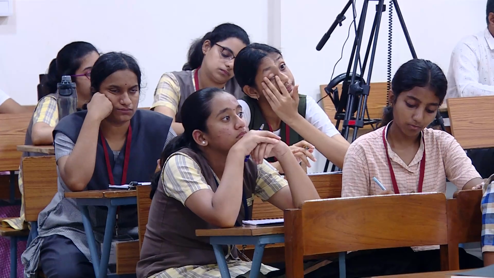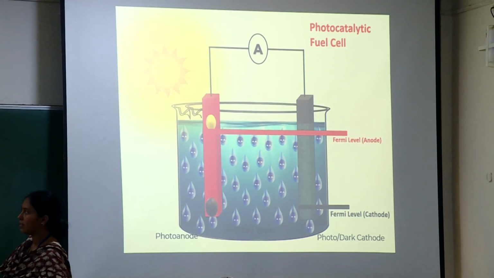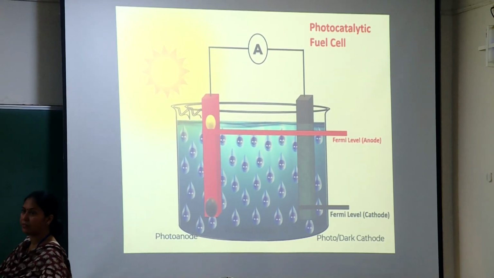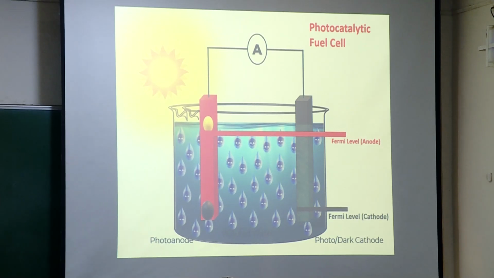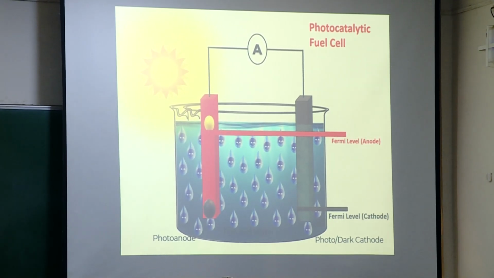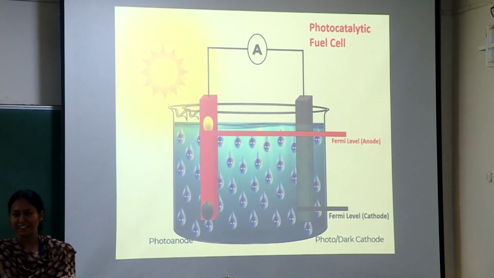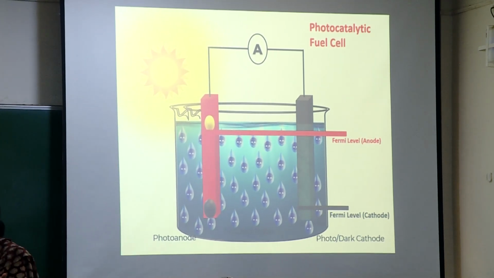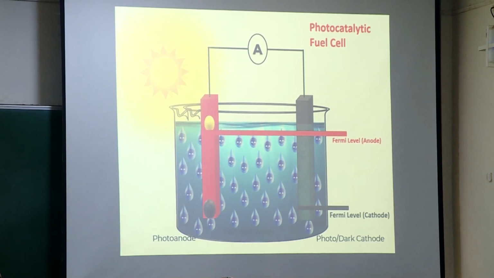Then how does the electron flow in the external circuit? Because of the difference in Fermi level. What is the Fermi level? Are you aware of what the Fermi level is? It is better that I get one answer, otherwise I can't hear anything of what you are saying. What is the Fermi level?